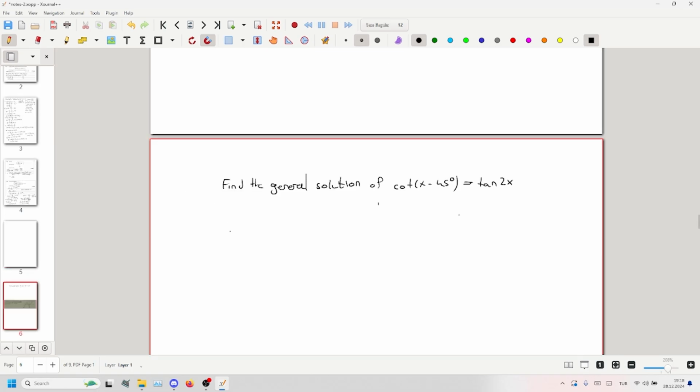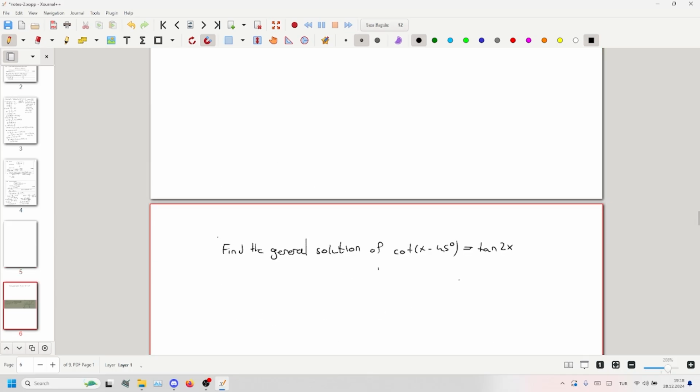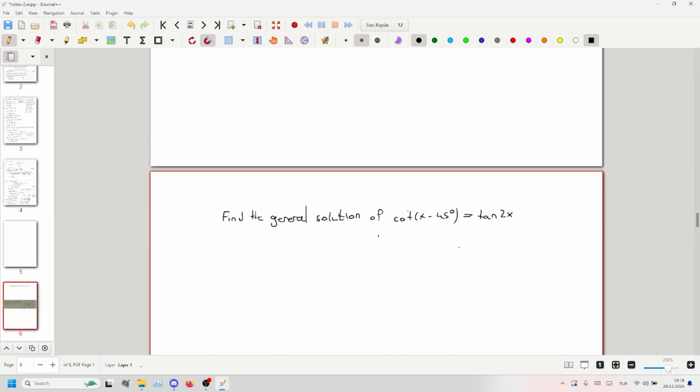Okay, so these are a couple A-level questions that I've solved. Now I'll be solving some general practice questions. So let's continue. This question asks us to find the general solution of this equation. Now notice this, there's a cotangent and there's a tangent. So this is a trigonometric equation, so we should switch one of the sides to cotangent or tangent. I'm going to switch this side to tangent.